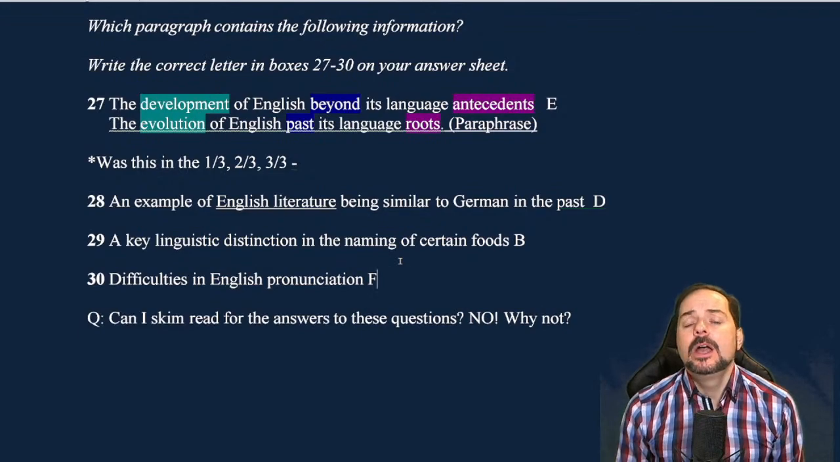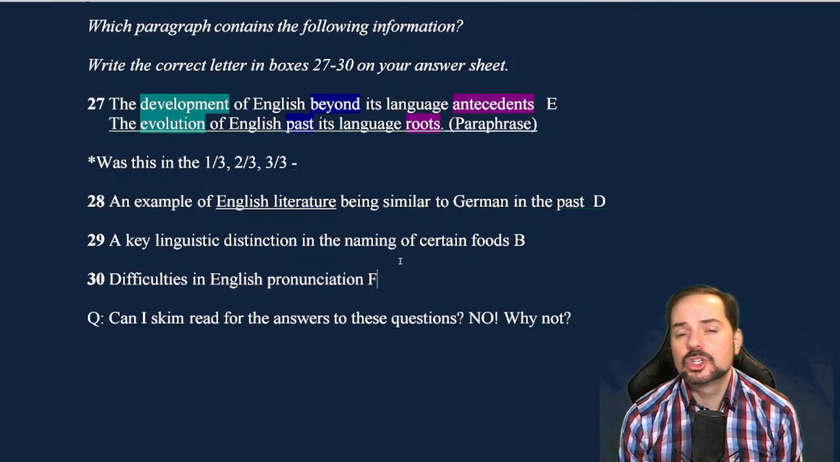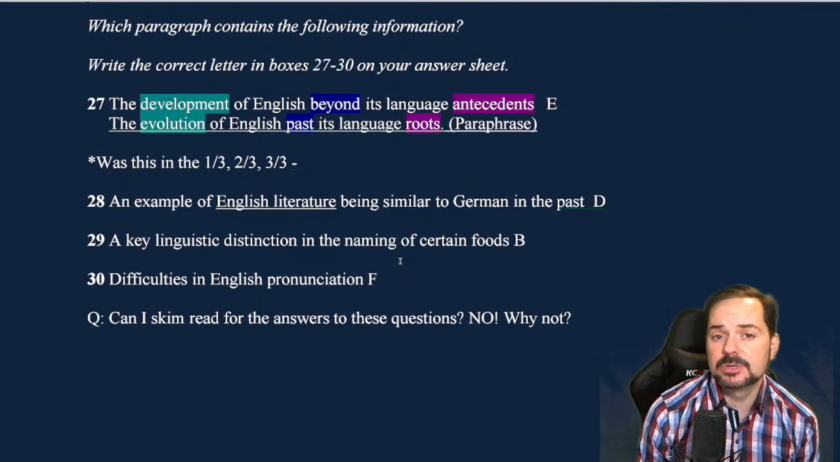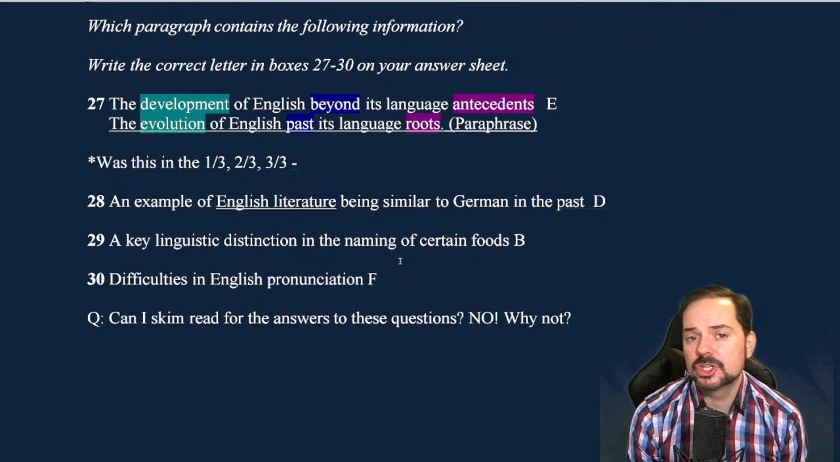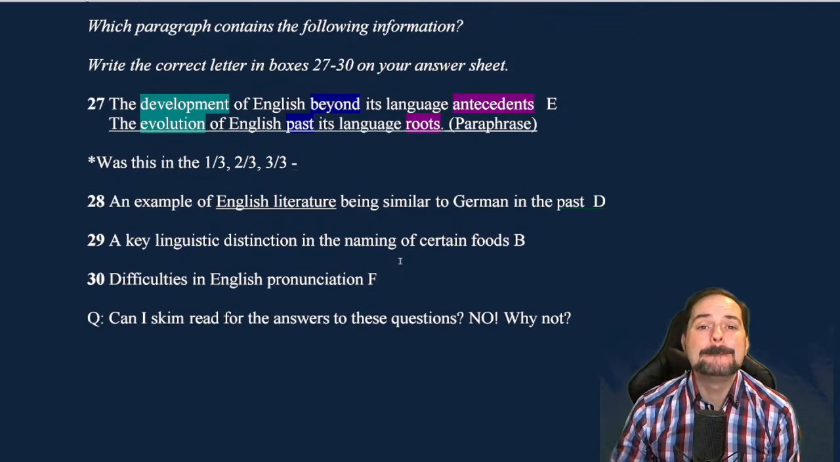All right. Reading the passage should take you about 10 to 12 minutes. You should understand about 70 to 80%, and then answering each question on average should only take you about 30 to 40 seconds maximum.